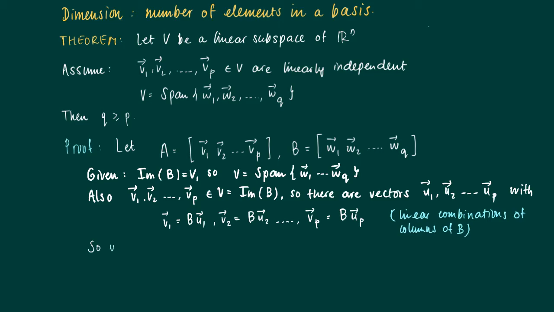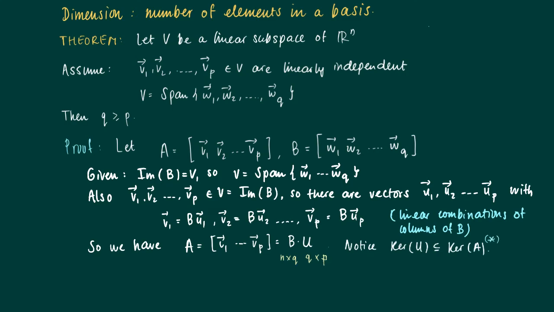Now we may express the matrix A a little bit differently, because A, written in columns v_i, equals the matrix B times the concatenation of the columns u_i. So we get B times U, where B is an n times q matrix and U is a q times p matrix. And notice that the kernel of the matrix U is included in the kernel of A. Whenever Ux equals 0, then Ax will be 0 as well.